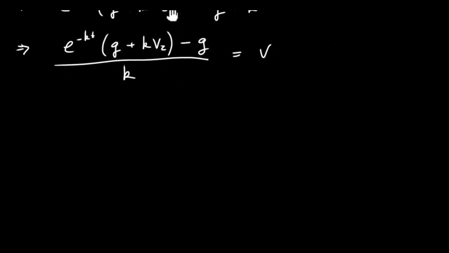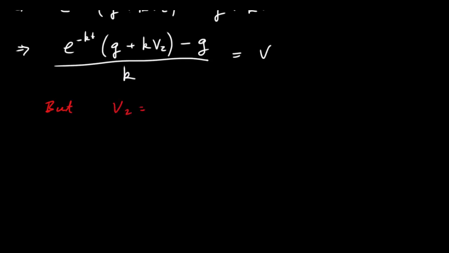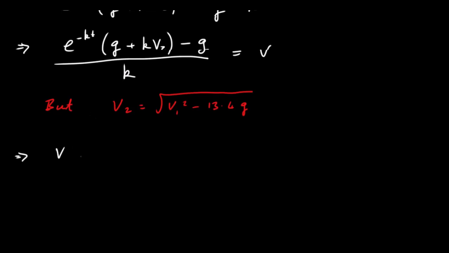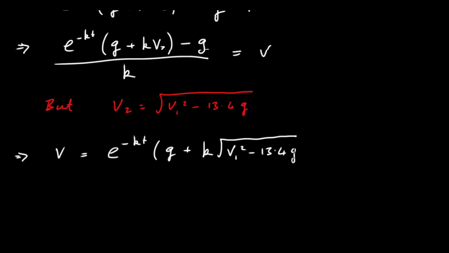So the next thing we've got to do is look at the fact that in an earlier question, part 3, we found that v2 is equal to the square root of v1 squared minus 13.4g. So we don't want v2 in our answer, we need to get rid of that, so we're going to substitute this in instead. So finally we get v is equal to e to the power minus kt times g plus k times the square root of v1 squared minus 13.4g, and then minus g out here, and all divided by k.